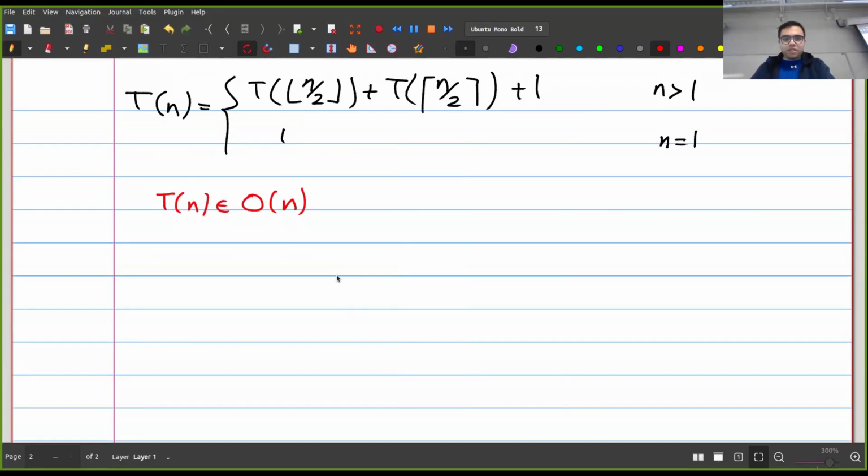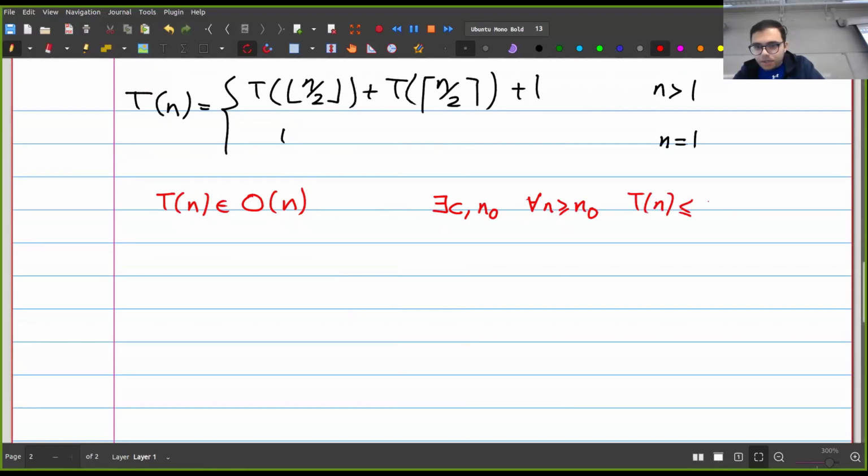So if I want to show that T of n is in O of n, again, let me just write the definition really fast here. I have to show that there exists a C and N0 such that for every n greater than N0, T of n is less than or equal to Cn, right? This is what I want to prove. Now, let's try doing induction. So let's see what happens.